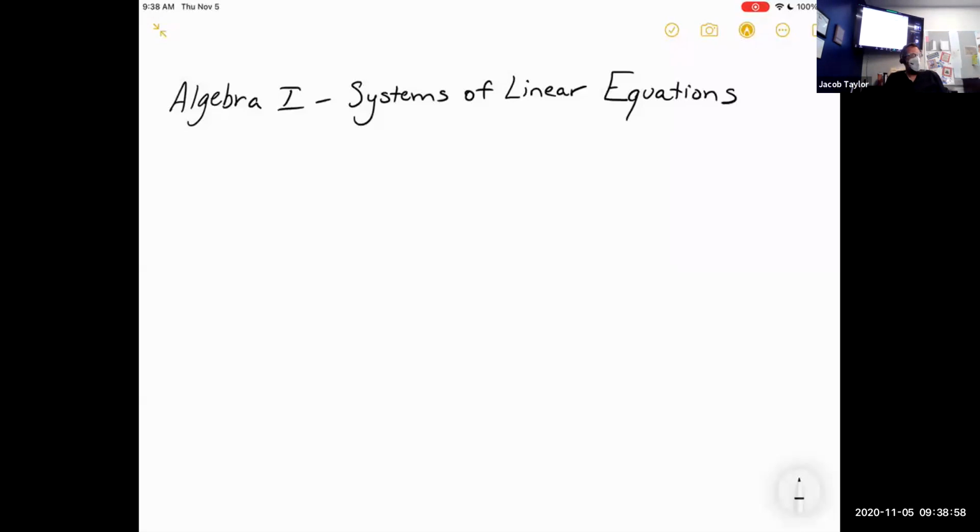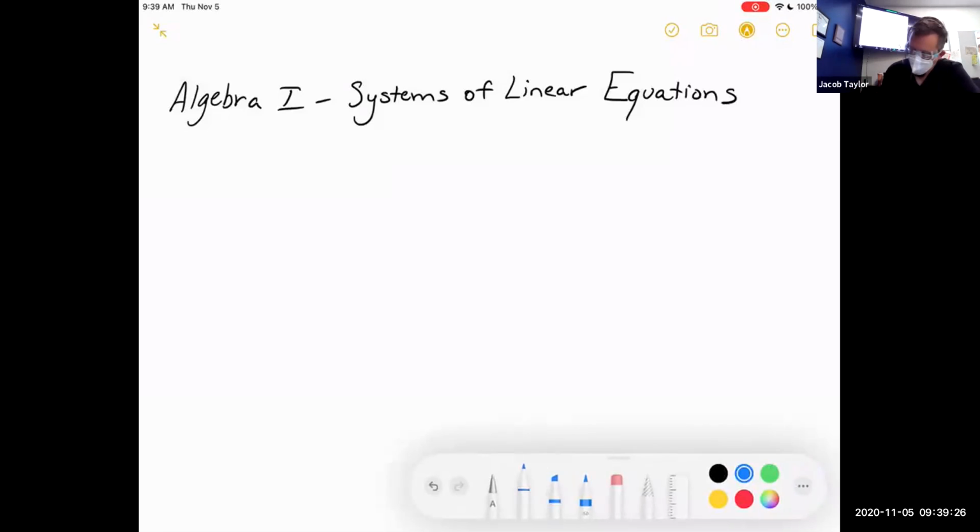Who knows what a linear equation is? It's an equation that makes a line. So what do you think I mean when I say a system of linear equations? Many equations that make lines. Really, at least two. Two or more equations is a system of linear equations if they have the same variables.